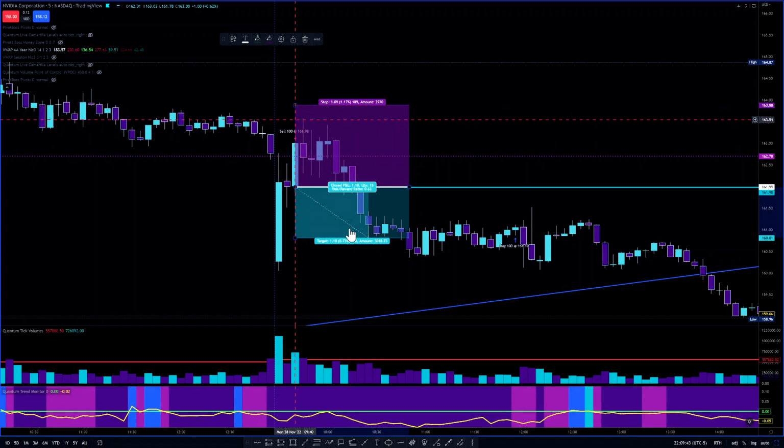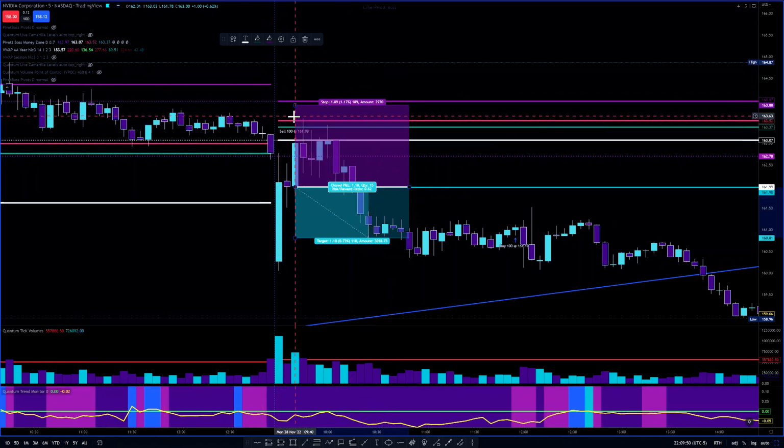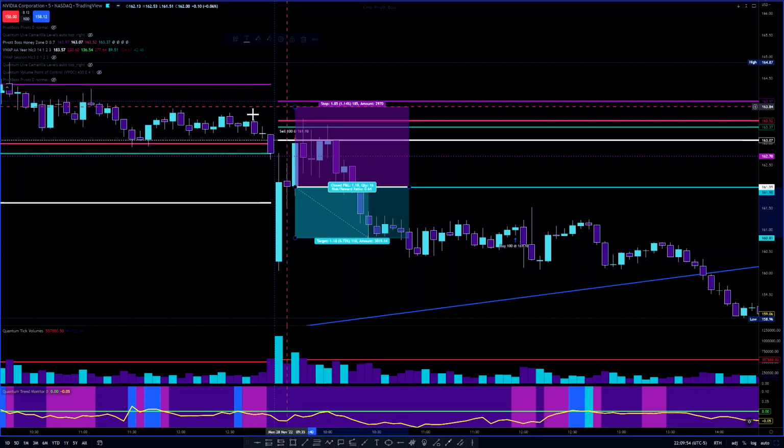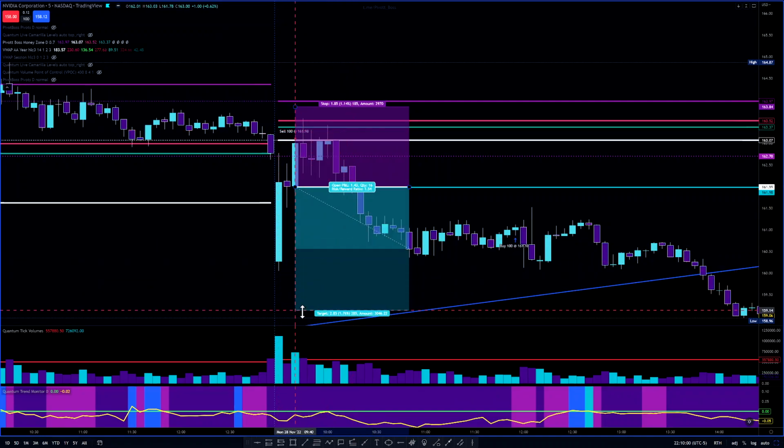Right, so I put my stop above that area right there, and let me pull that back on. That's the money zone. So I went above this price range right here and the puck, right? And then I was targeting this lower band right here.